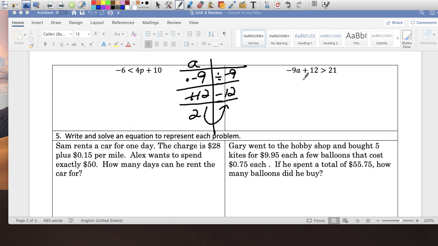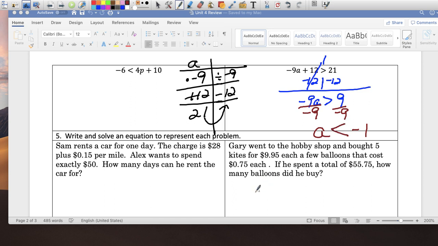Be very careful here. So minus 12 and minus 12 on each side, right? I'm going to separate my inequality into the 2 halves. 12 minus 12 is just 0, so that goes away. Negative 9a comes down, and that's greater than 21 minus 12, which is 9. The second thing we do is divide by negative 9 on both sides. Negative 9 divided by negative 9 is just 1, and we're left with a. On the other side, 9 divided by negative 9 is just negative 1. But because we divided by a negative number, our sign is going to aim the other way.